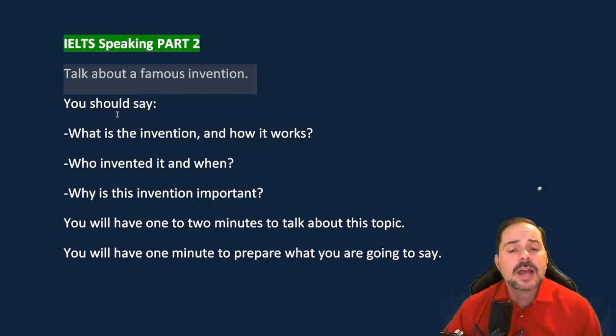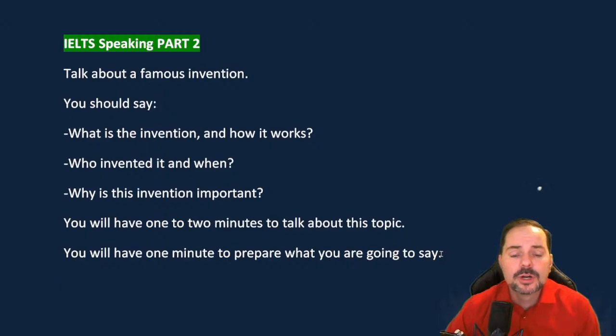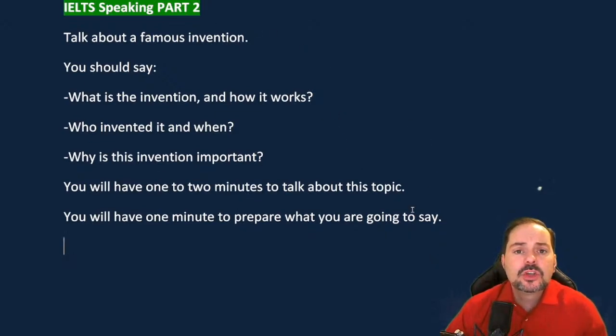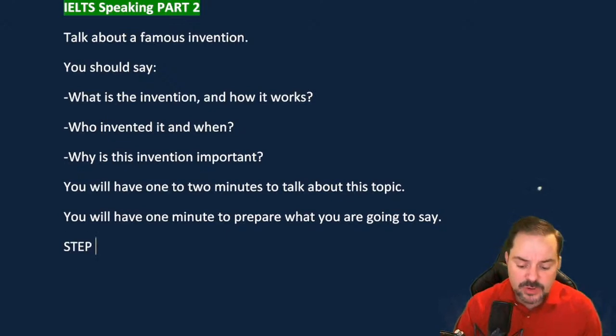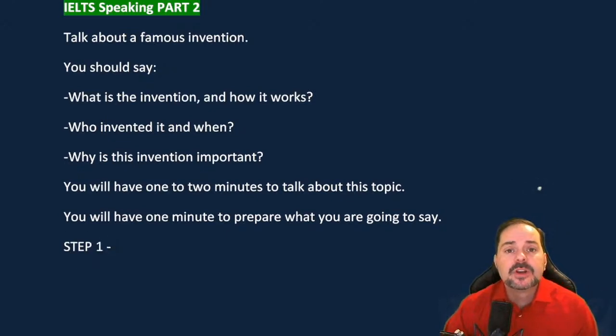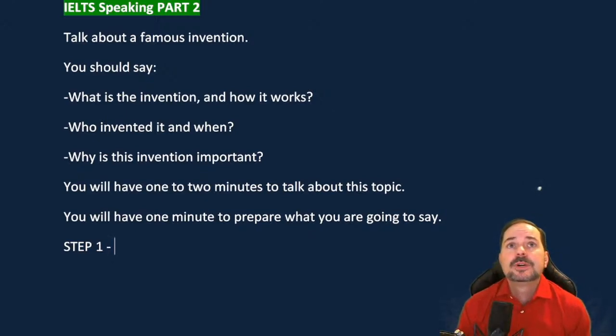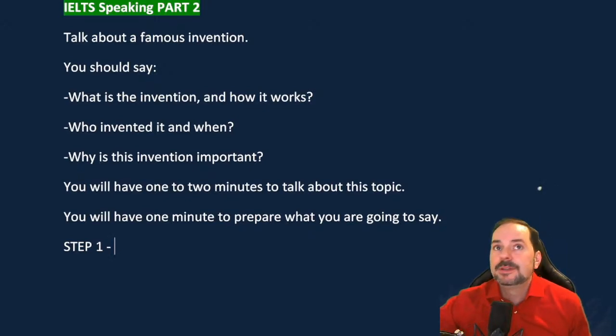Okay, so you have 1 minute to read this card, and there are some very important steps that you need to go through. What is the first step? So when you see this cue card, what's the first step? Step number 1, it's very, very important that you do this. All right, anybody know? So they introduce it, talk about a famous invention. Step number 1. What do you do? All right, let me know.